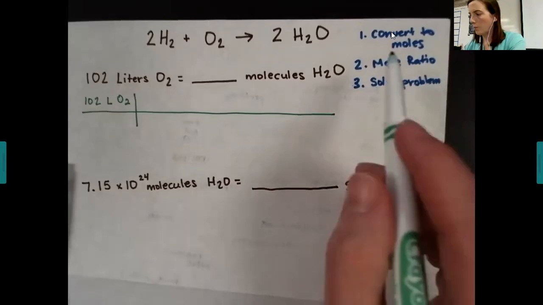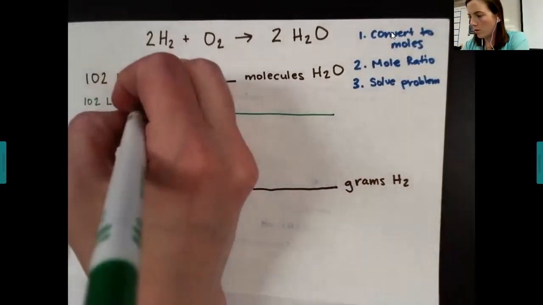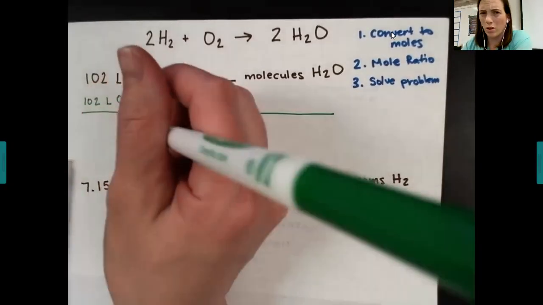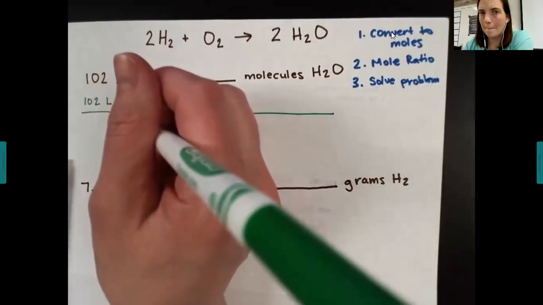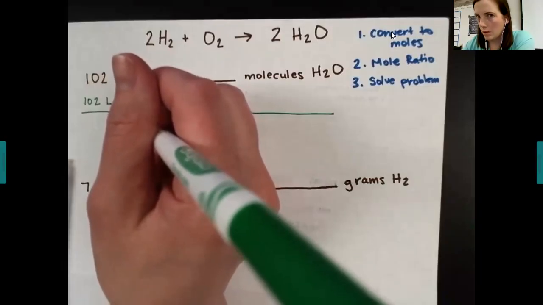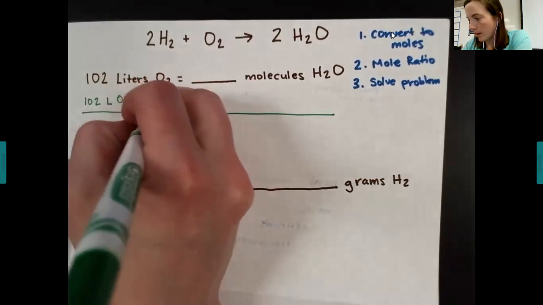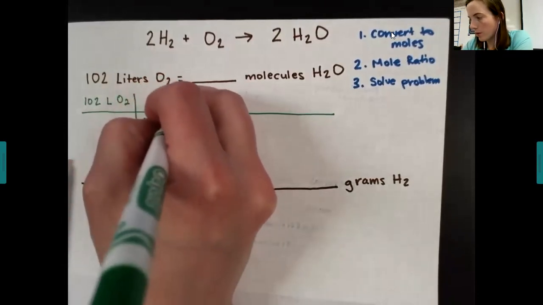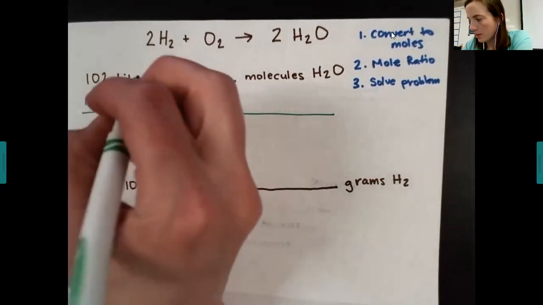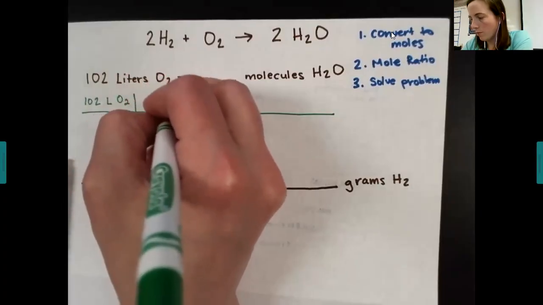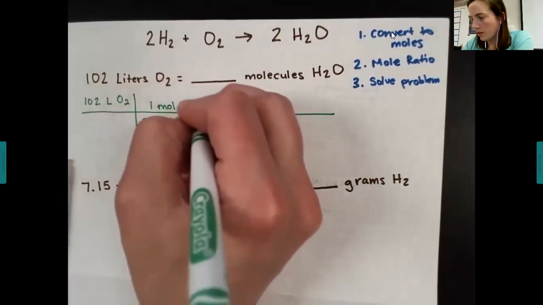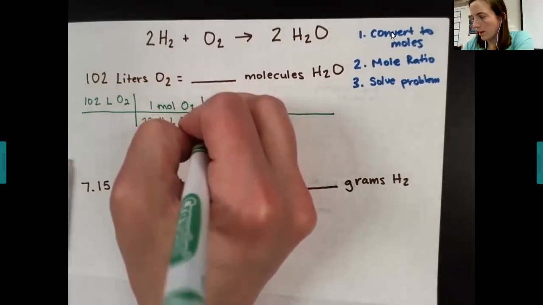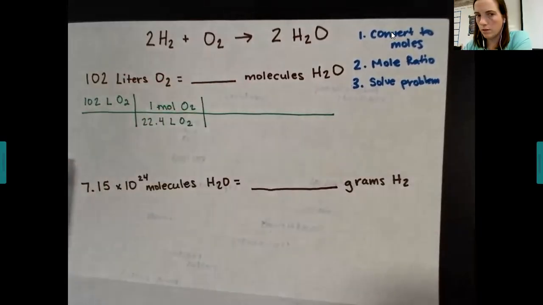All right, so first step was convert it to moles. So if we have liters, what number do we use with liters? 22.4. Okay, so 22.4 liters of oxygen, and this is for every 1 mole of oxygen. Okay, so I've converted it to moles.